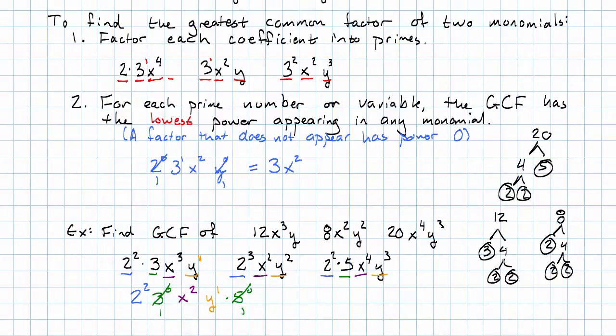What did we end up with here then? 2 squared, that's 4. X squared, y. Our greatest common factor is going to be 4x squared y.